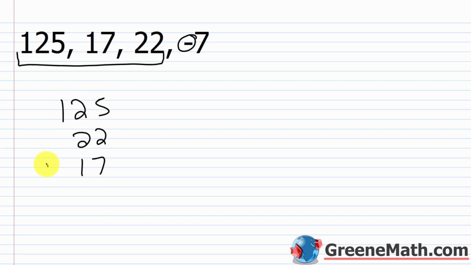I have 125, 17, 22, and negative 7. So let's add all these numbers together. And what I'm going to do, since we have a negative involved, let's add the positive numbers together first, and then let's do a final operation where we add the result to that negative. So what is 125 plus 22 plus 17?